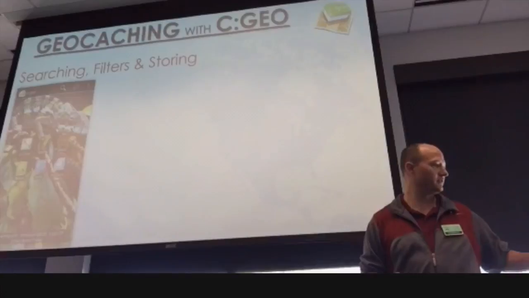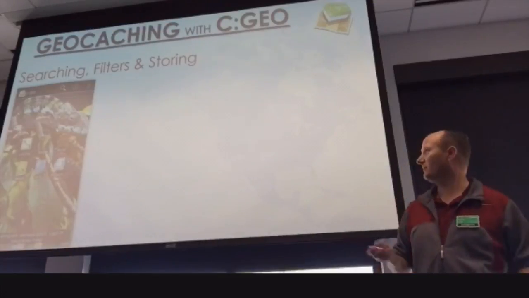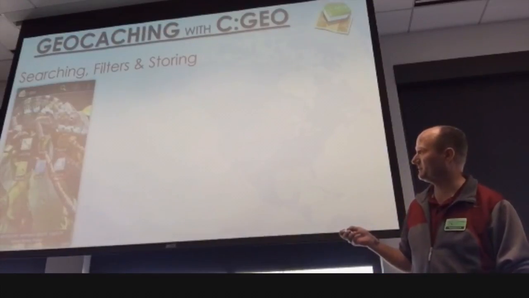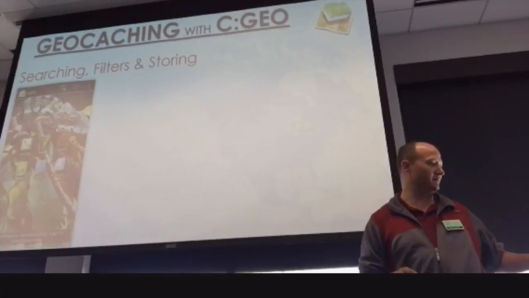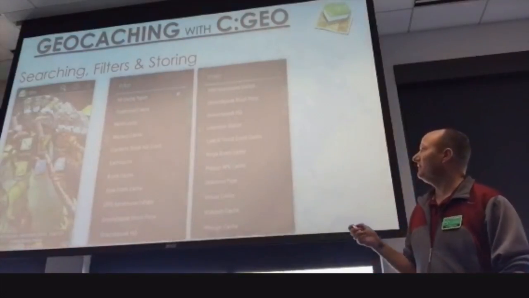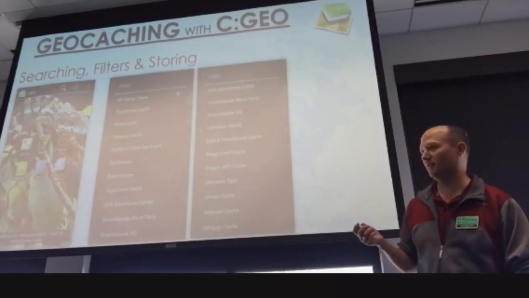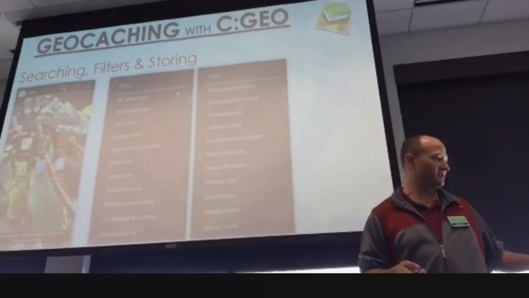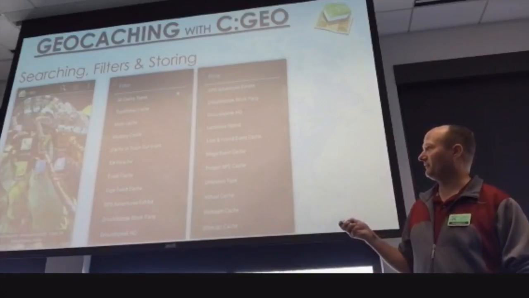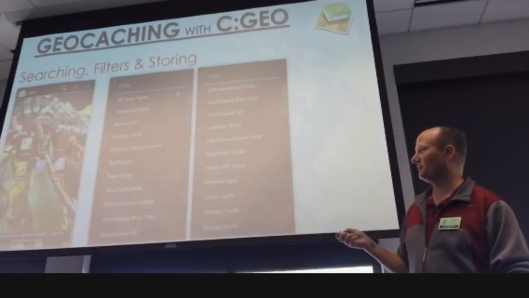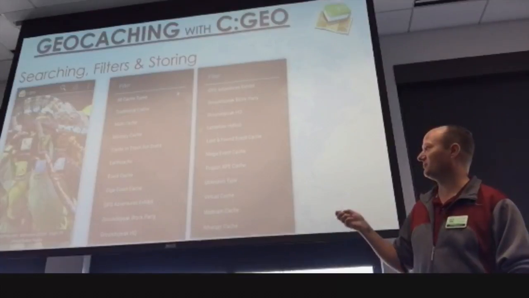So now we're going to do, this one's pretty simple. It's just a cache type filter, and that's all it does. You can select which cache type you want to find, and then it'll keep it at that filter until you change it. And that doesn't matter if you're doing live map, nearby, stored, search, whatever you do, it's only going to show that type.